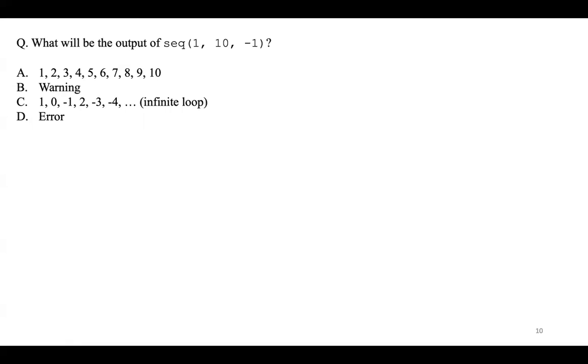So remember, R gives a warning when it's able to give you an output, but it's not sure if the output is correct or not, right? So a warning is accompanied with an output. But in this case, you cannot have an output, right? You can't go from 1 to 10 while decreasing from 1. So it will give you an error. You can try this, but it's going to give you an error.